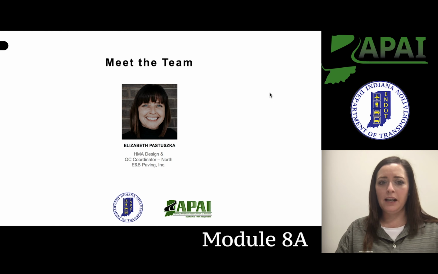We'll now proceed. This module is broken up into 3 sections, 8A, 8B, and 8C. In this module, 8A, we will be covering the general audit checklist and requirements.